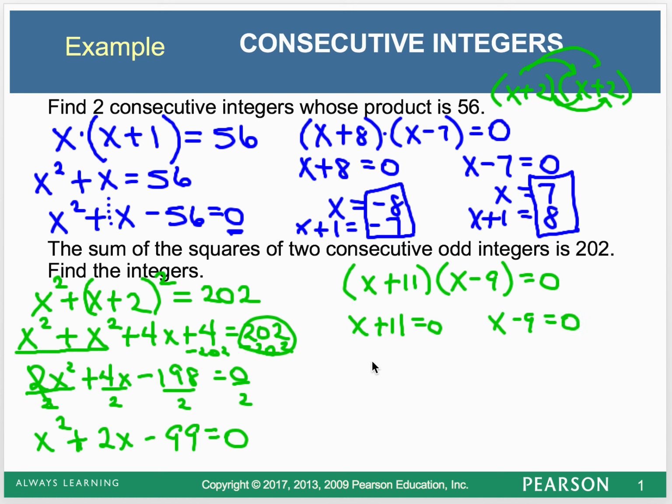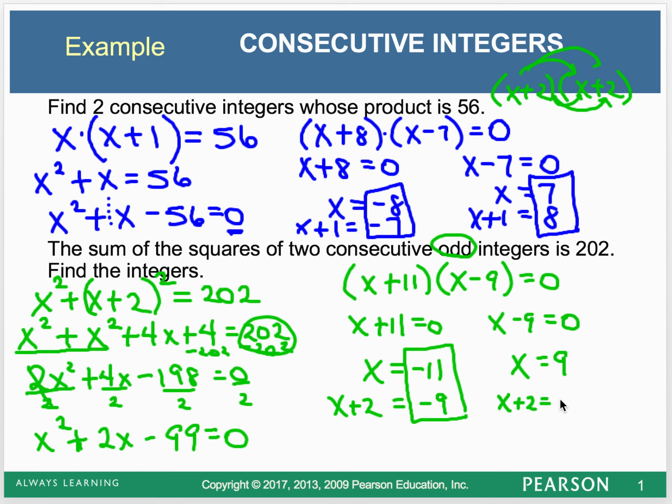So that means, now let's see if we can start consolidating some steps and go right to, if we know x plus 11 is 0, I know I'm going to subtract 11 from both sides, so I've got a negative 11, and over here a positive 9. Once again, these are not my consecutive numbers, so my consecutive numbers in this case are x and x plus 2 because they were consecutive odd. Okay, so if x is negative 11, x plus 2 is negative 9. Likewise, if x happened to be 9, then x plus 2 is 11.